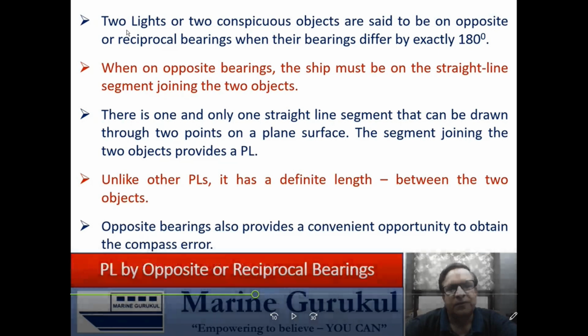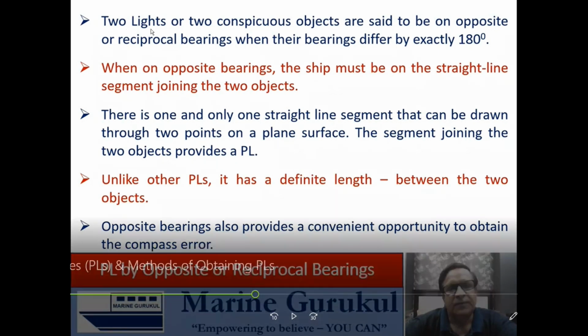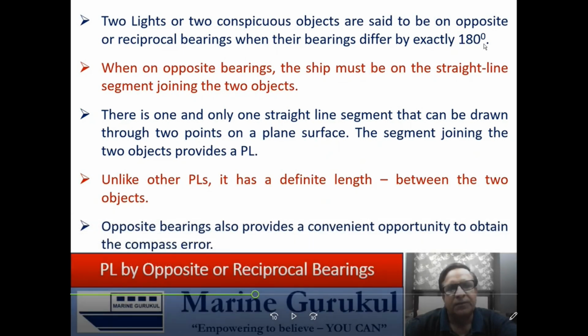Okay, it says two lights or two conspicuous objects are said to be on opposite or reciprocal bearings when their bearings differ by exactly 180. So, looking from the ship, if you see two objects reciprocally opposite to each other, one is on a northerly bearing, the other object is on a southerly bearing, this is what we call a reciprocal bearing or opposite bearing.